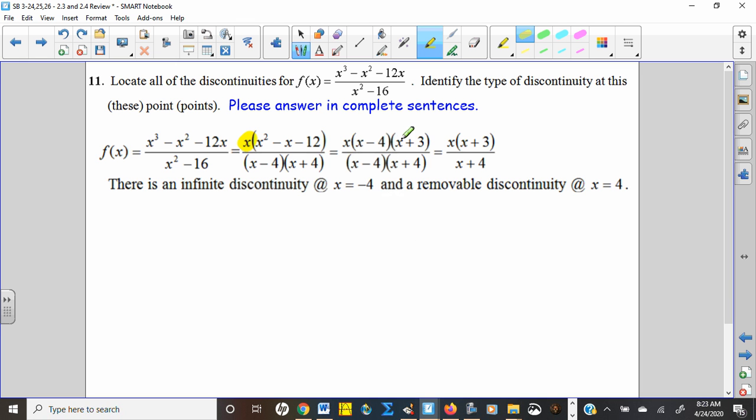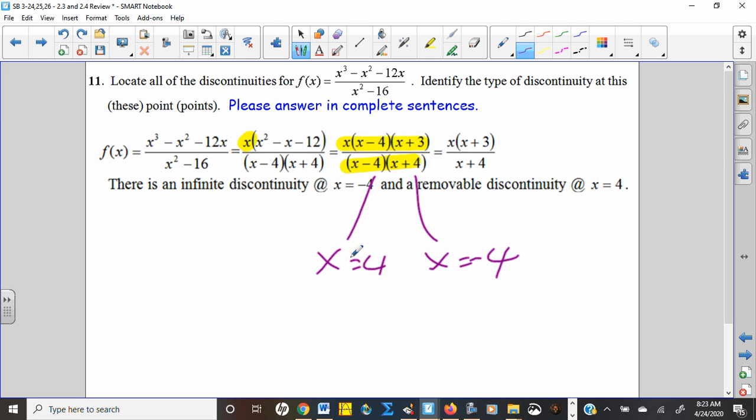Then we can factor the top into 2 binomials, and the bottom factors into 2 binomials because it's a difference of squares, and we can see that there are 2 values that are not good. And those 2 values, which are problems, are x equals 4 and x equals -4. And the problem at x equals 4 cancels, so that makes it a hole. So that's going to become a removable discontinuity. And the other one becomes a vertical asymptote. So that's going to become an infinite discontinuity.